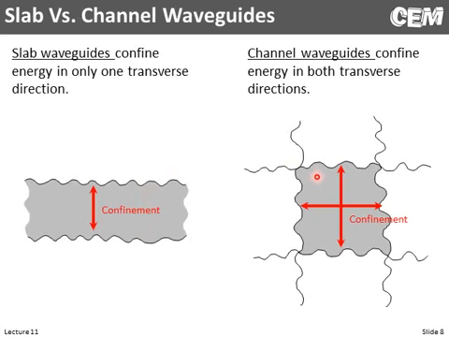We also have a channel waveguide, where there's confinement now along 2 axes. So in the third axis, in this case in and out of the slide here, it's free to travel. So this is acting much like a pipe. So confinement in 2 directions and free to go in and out of the board here. So we call that a channel waveguide, slab versus channel.